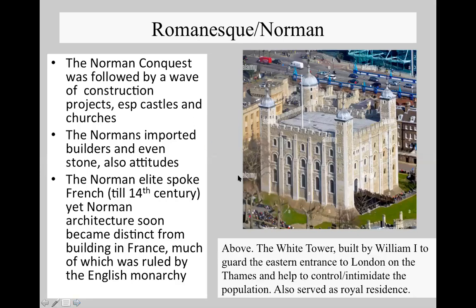So perhaps the most famous Norman building in England is this, part of the Tower of London. It's called the White Tower because it was originally, I guess, whitewashed.